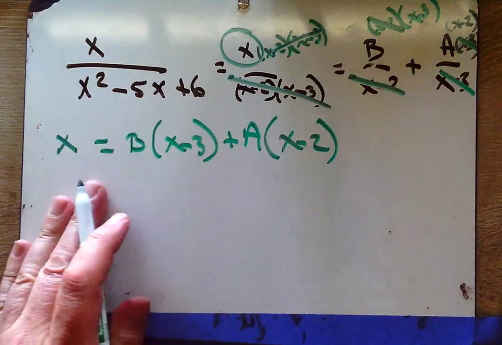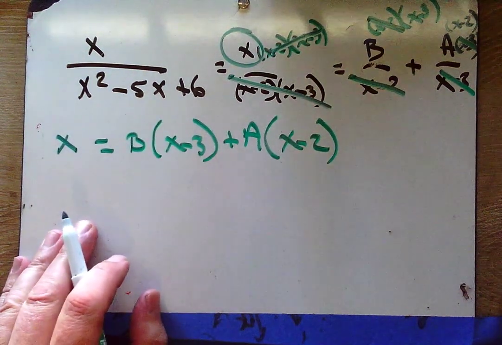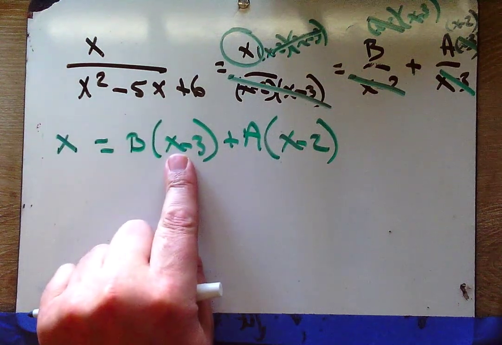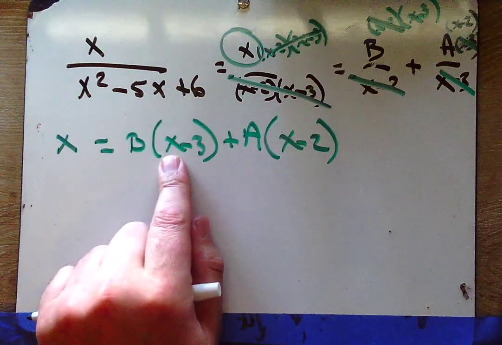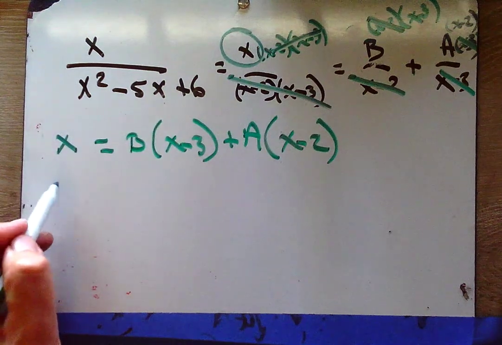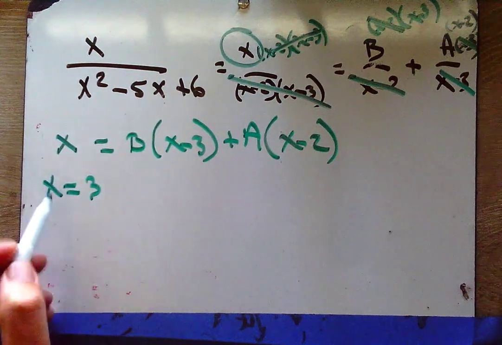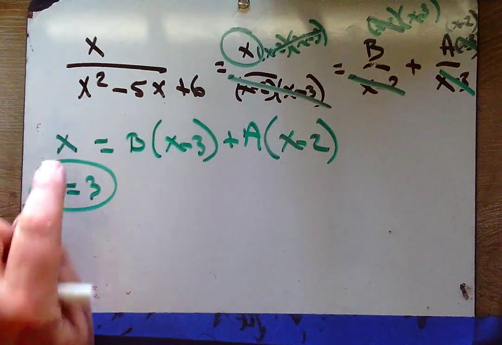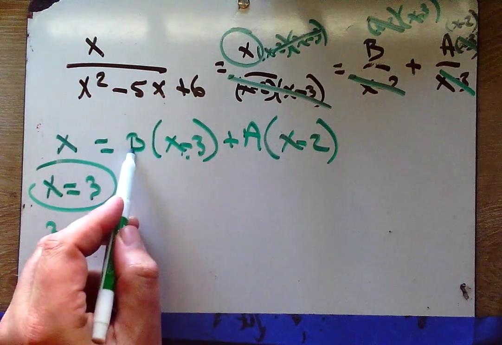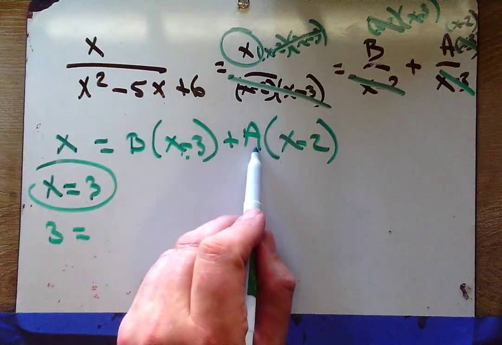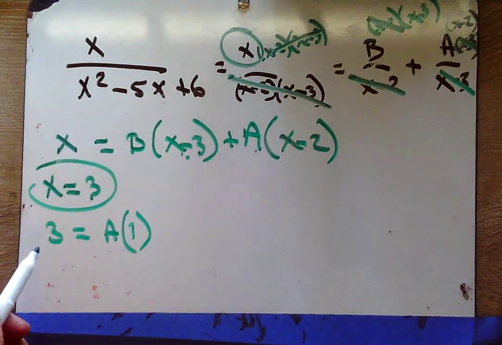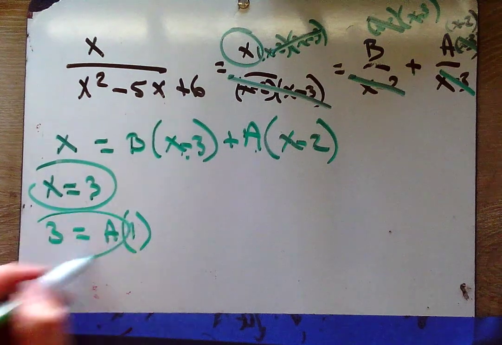Okay? So what are my magic numbers? Well, I could use 3 as a magic number. Because if I plug a 3 in here, 3 minus 3 will be 0, and then b will disappear. So x equals 3. Now, that means I'm going to plug in a 3 for every x value, including that one. 3 minus 3 is 0. 0 times b is 0. That's all gone. So next I'm over here with a. 3 minus 2 is 1. Oh, look, my a value is 3.